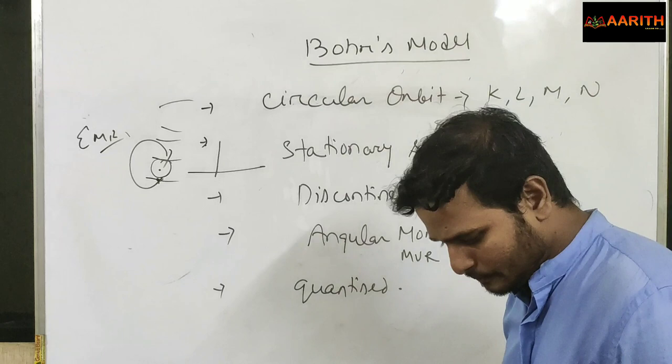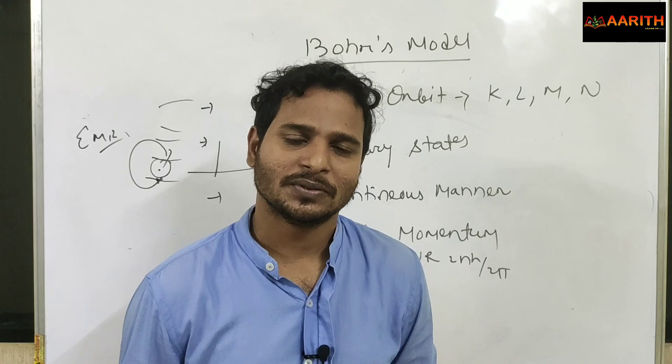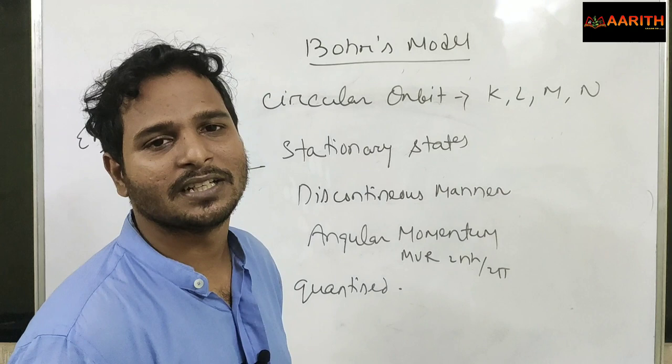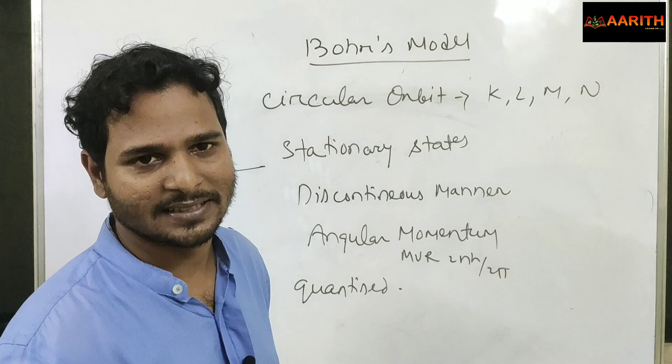And simply, Bohr stated that all orbits are quantized with their energy, they are quantized with their radius. Fine. So, electrons move in a circular path, not in a straight line. In a circular path, there is definitely angular momentum, and that is mvr equal to nh by 2 pi. And n is an integer, you can take anything according to the orbit. So, mvr equal to nh by 2 pi.